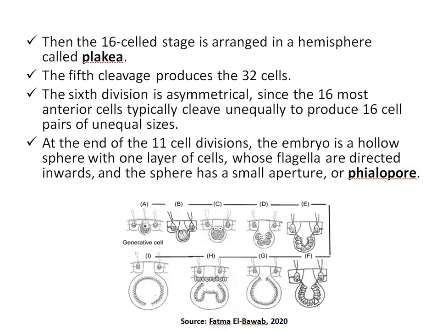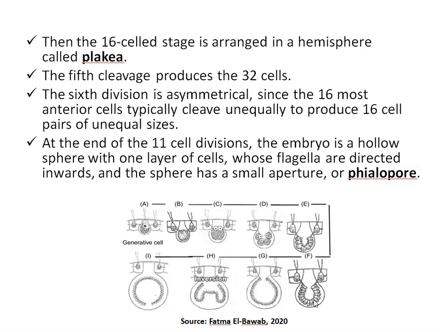Now, the fifth cleavage produces 32 cells, and the sixth division is asymmetrical since the 16 most anterior cells, one half of the 32 cells, typically cleave unequally to produce 16 cell pairs of unequal sizes, 16 large gonidial, meaning reproductive cells, and 16 smaller somatic cells.